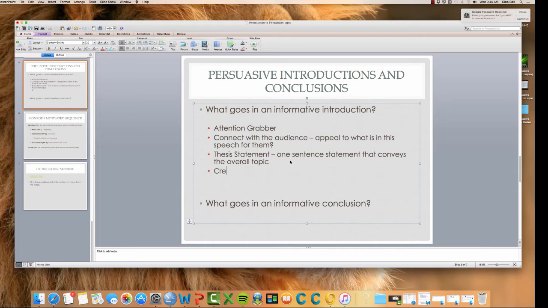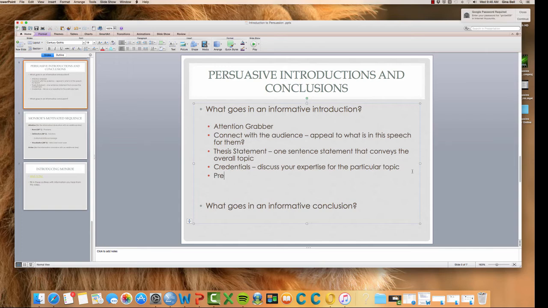Then you want to establish your credentials. So why do you have expertise to speak on this particular topic? What makes you an expert? After this, you're leading with your preview, which is just, today I am going to discuss main point A, main point B, and main point C.